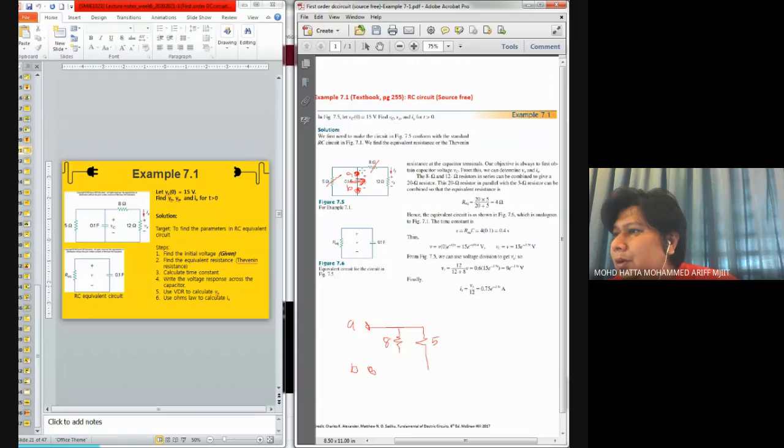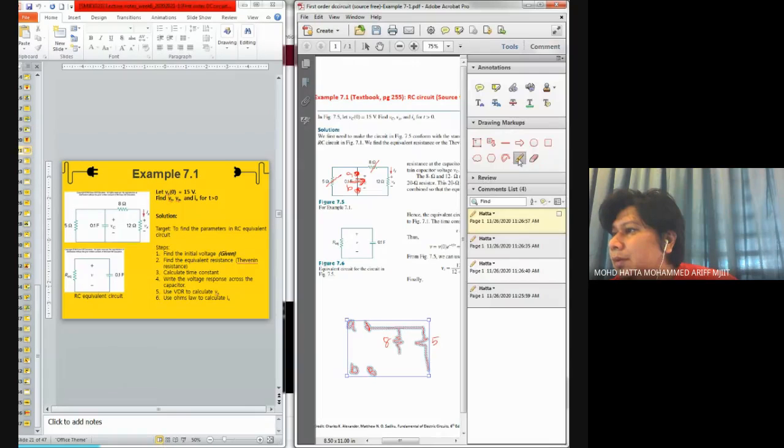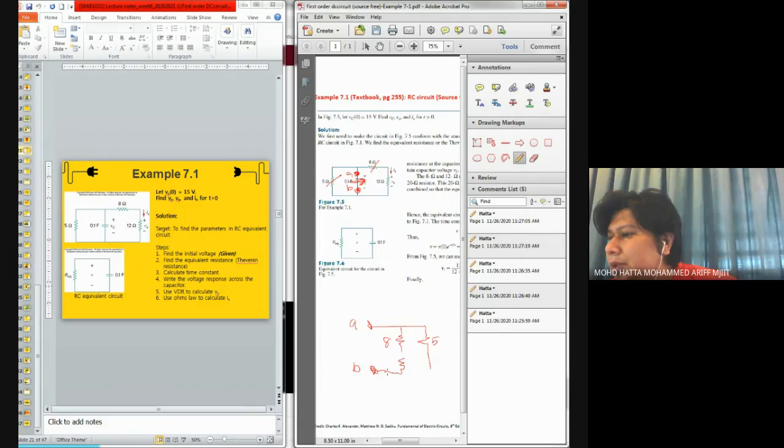If you go around the first branch, after the 8 ohm, you will see another resistor, and that resistor is connected to terminal B. The same goes here: the 5 ohm is also directly connected to B. So this is your 12 ohm resistor.